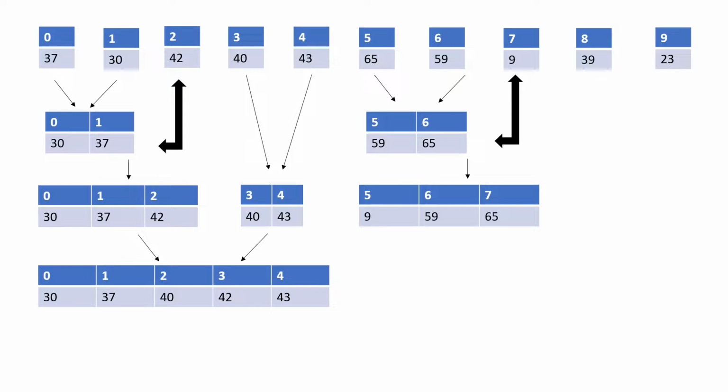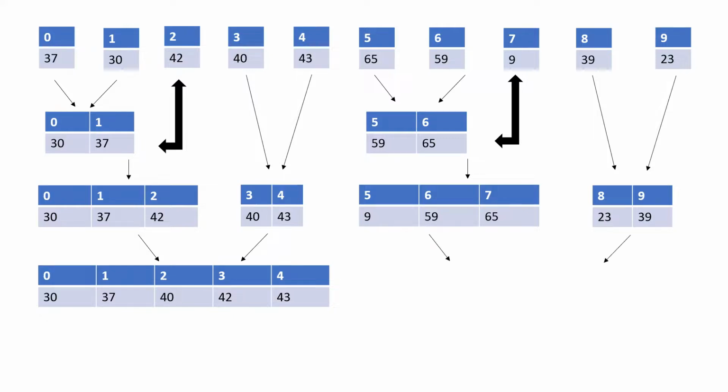Now let us merge the elements in the indexes 8 and 9. In the index 8, the element is 39. In the index 9, the element is 23. Let's compare them. The element 39 is greater than 23. That means 23 has to be placed at index 8 and 39 has to be placed at index 9. After placing, here it looks like.